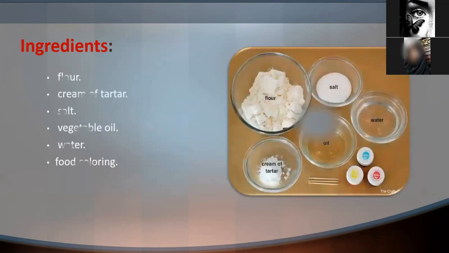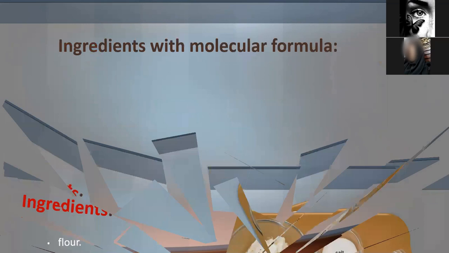Next, ingredients of the Play-Doh. Ingredients: flour, cream of tartar, salt, vegetable oil, water, and food coloring, which give us Play-Doh.